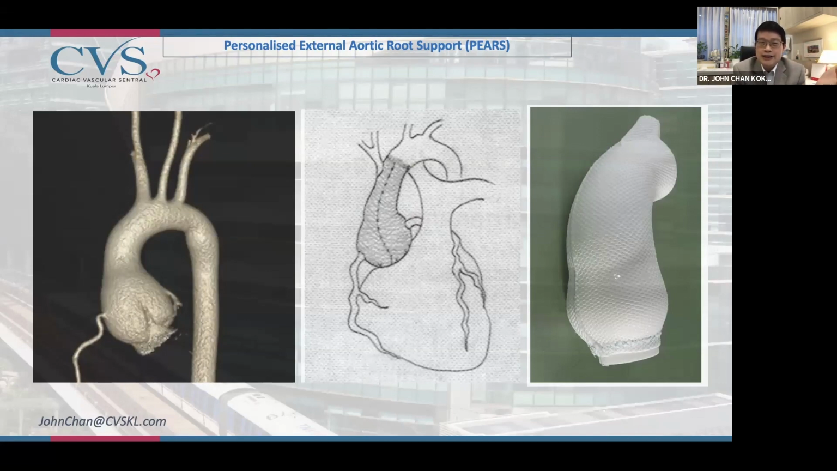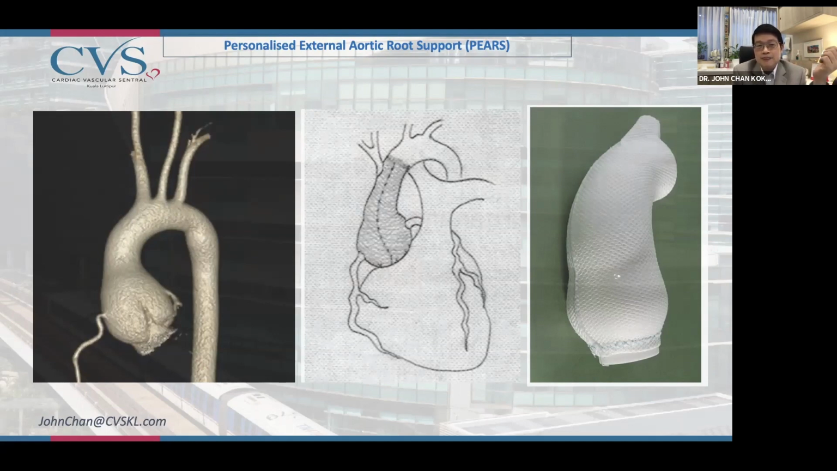So if we can prevent the need to do the operation, that is best. Good blood pressure control is one way to do it. But if the patient has Marfan syndrome or other connective tissue diseases, then the studies show that the aneurysm will progress regardless of how good the blood pressure control is.